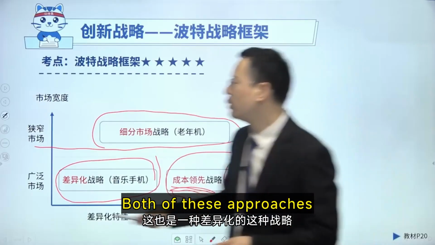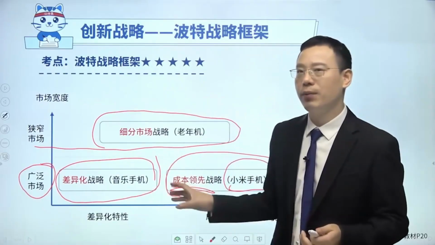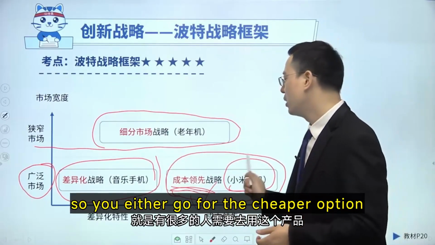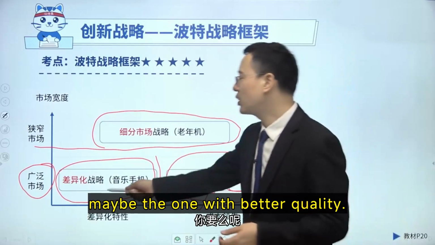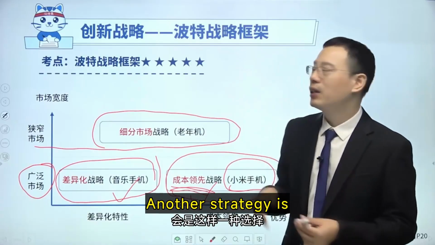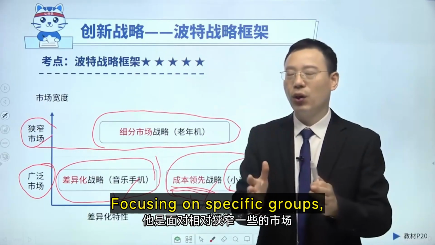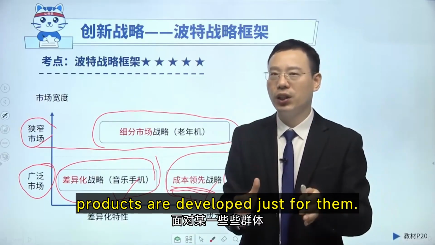Both of these approaches target the mass market. Lots of people want these products. So you either go for the cheaper option, maybe the one with better quality. That's how people choose. Another strategy is to target a niche market. Focusing on specific groups, products are developed just for them.